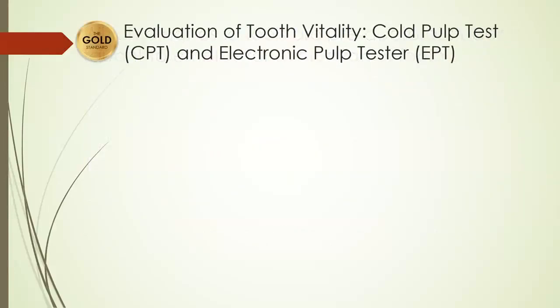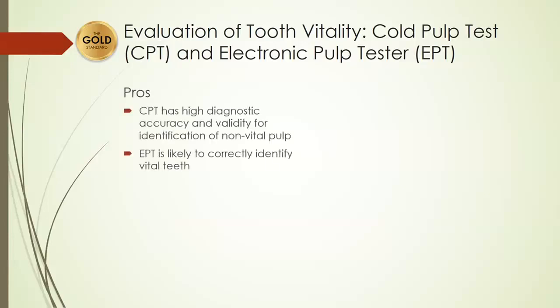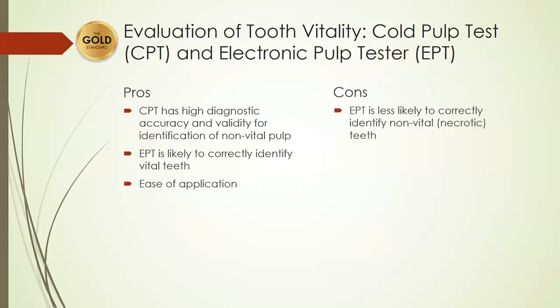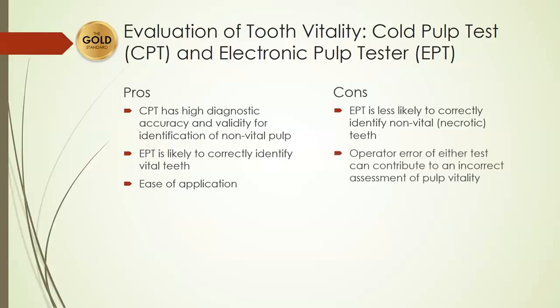Literature supports use of CPT and EPT together as a primary method of pulp testing due to diagnostic accuracy. CPT in particular correctly identifies non-vital pulp, while EPT is likely to correctly identify vital teeth, and both methods are easy to employ. EPT, on the other hand, is less likely to correctly identify necrotic teeth, and operator error in either test can contribute to an incorrect assessment of pulp vitality.